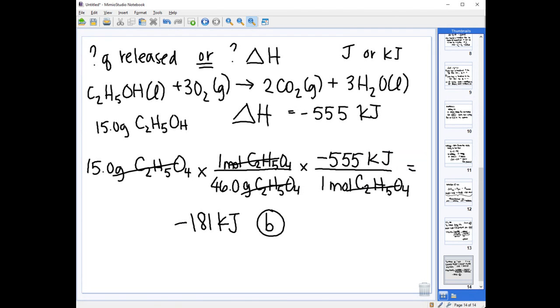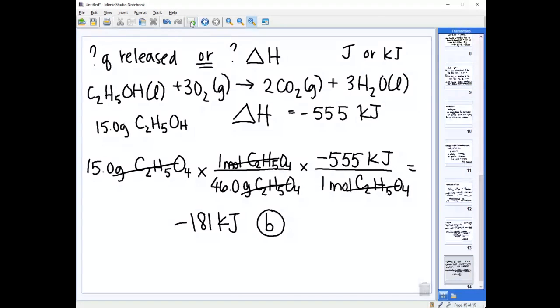Now, I'm going to, again, look and see, does this make sense? Well, 15 is less than my molar mass of ethanol. It's about a third of my molar mass of ethanol, and my answer is about a third. 181 is about a third of 555. So yes, my answer makes sense. So if I combust 15 grams of ethanol, then I end up with negative 181 kilojoules that are being released, because that's an exothermic reaction.